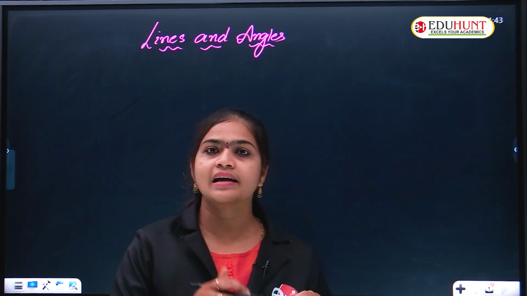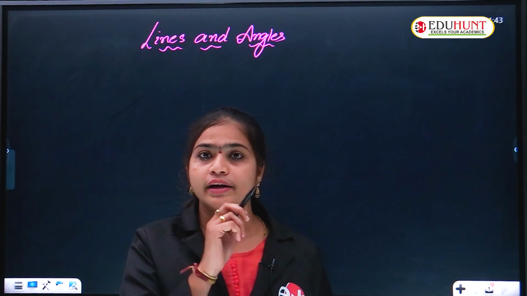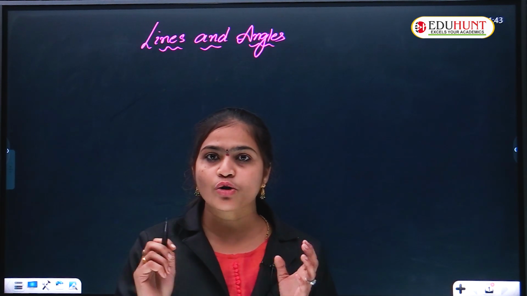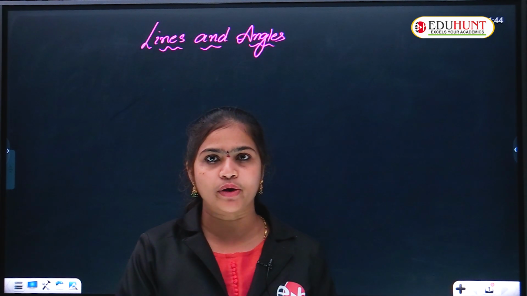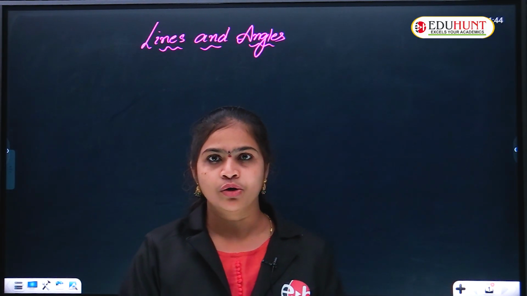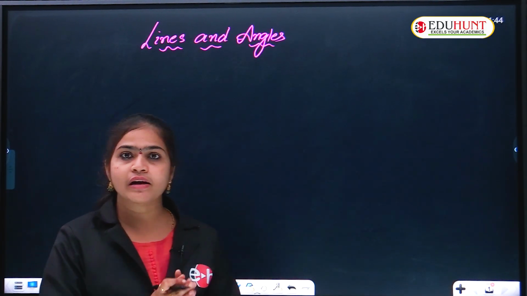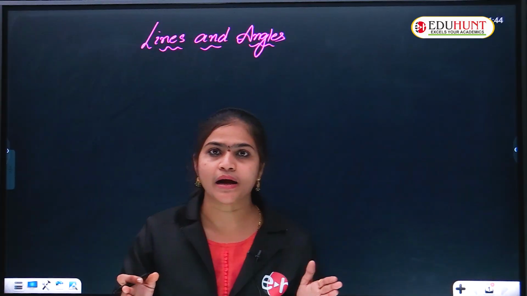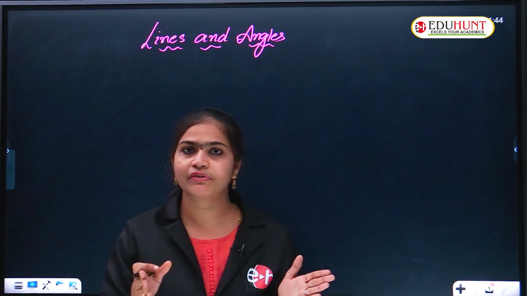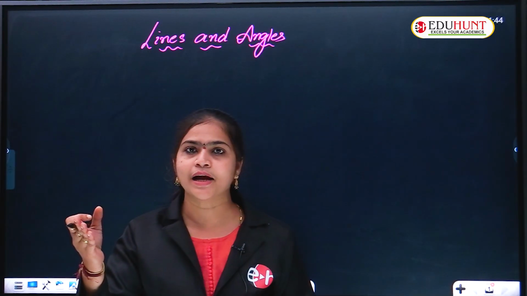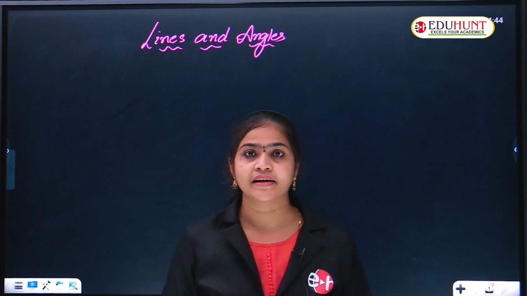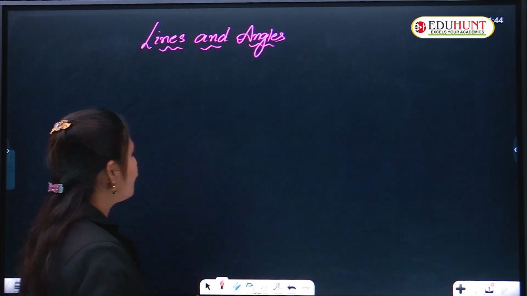Here, a line means joining the set of infinite points, the set of points in a straight path. When we join the set of points in a straight path, one figure will be formed. That figure is called a line. And that is a straight path, so we call it a straight line. And in the same way, here are the types of lines.